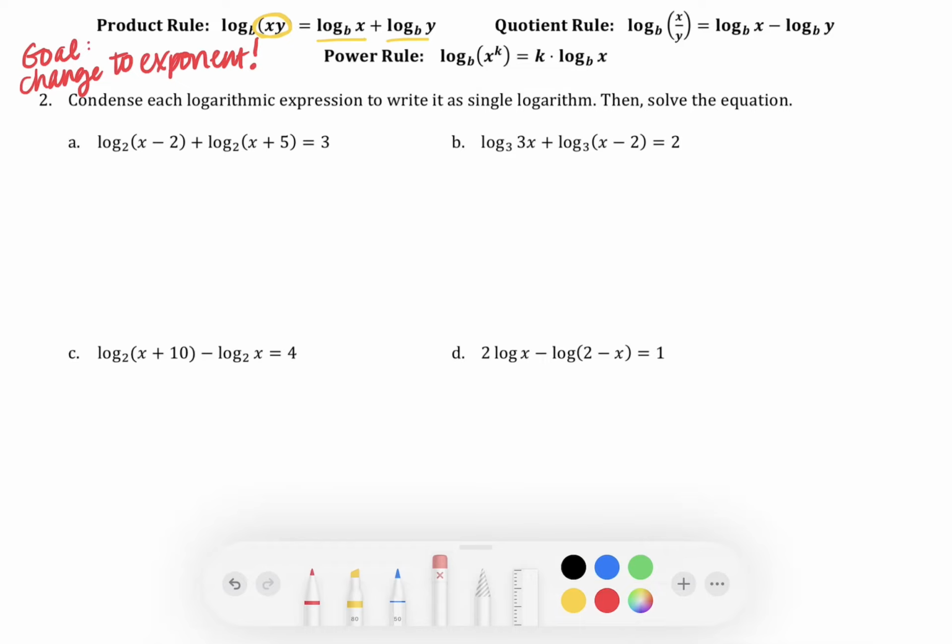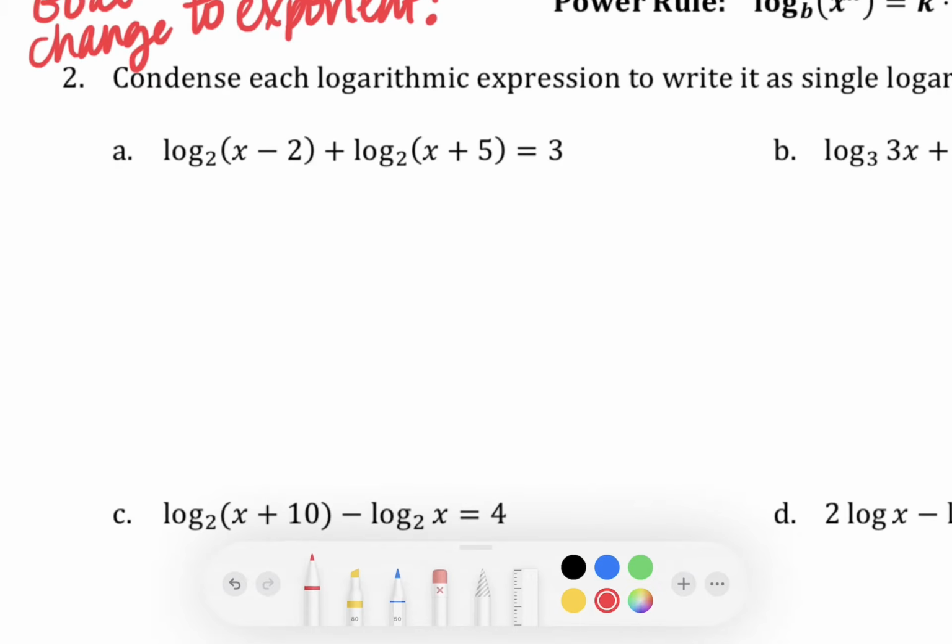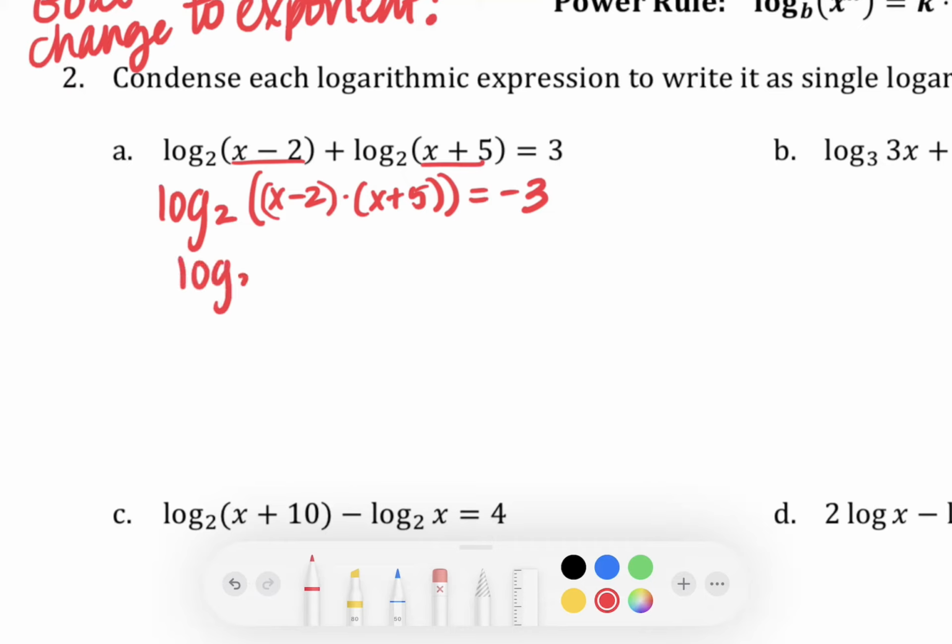I'm going to write this a little bit smaller. It is 1 log base 2 of this first term right here, x minus 2, times the second term right here, x plus 5. So we took two logs that were added and we reversed it and condensed it down into one log by multiplying the two arguments. Let's simplify this a little bit. I'm going to multiply this out.